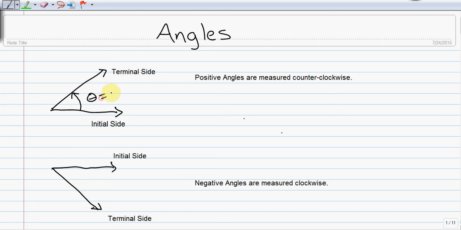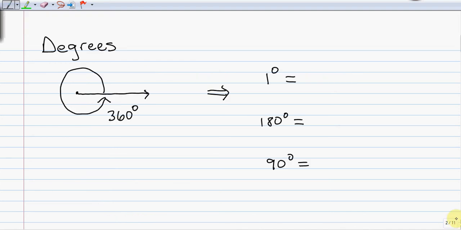So in this example, from this initial side to this terminal side, we might have an angle of about, say, 30 degrees. On the other hand, if we measure from the initial side to the terminal side in a clockwise manner, then our angle is negative. So in this case, our angle might be negative 30 degrees. Okay, so I just used degrees as a measurement, so let's talk about what a degree is.